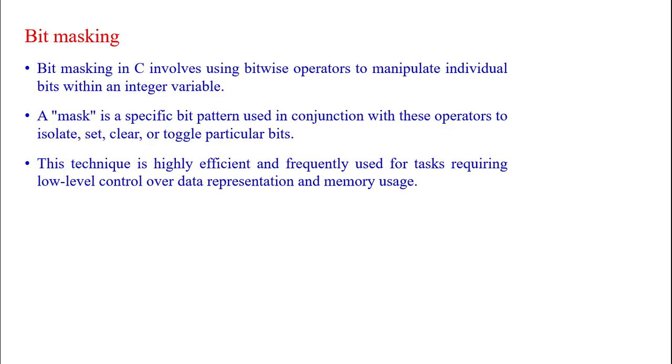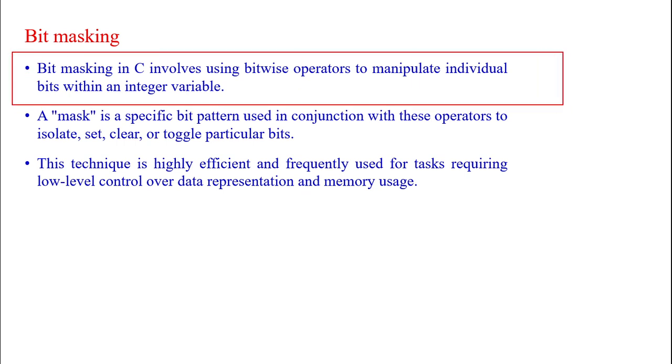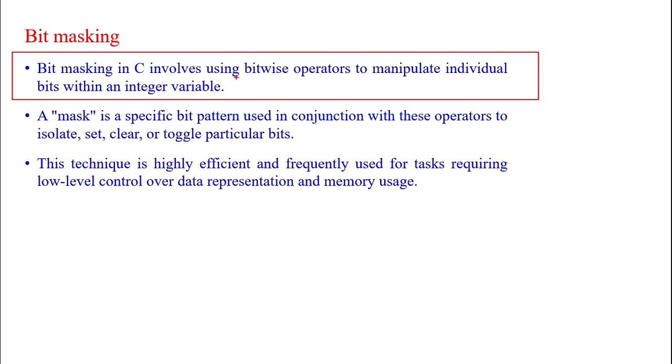It says about the bit masking. So what does bit masking say? In C programming, bit masking involves bitwise operations in order to manipulate bits within an integer variable. This is what I told you just before starting this topic. Embedded C programming works with bitwise operators in order to manipulate different bits in an integer value.